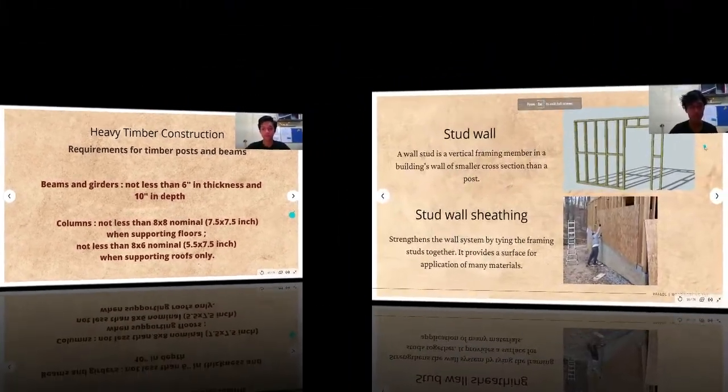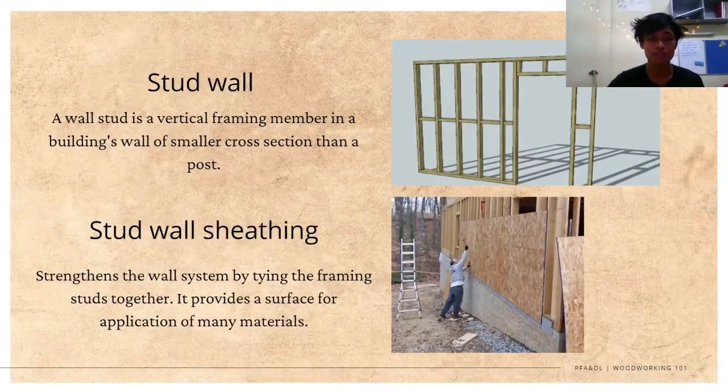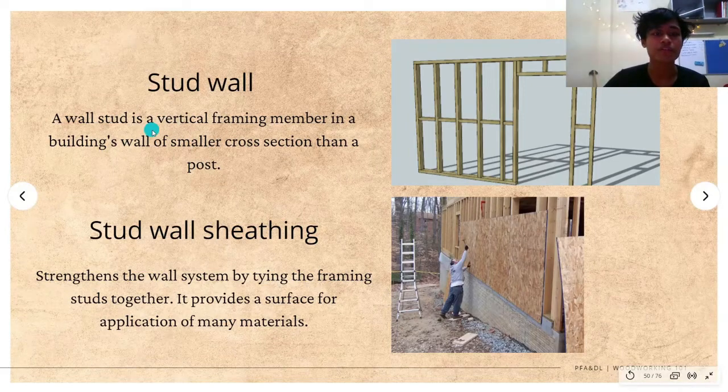Okay, for the next slide, we move to stud wall. So what is a stud wall? Actually, a stud wall is a vertical framing member in a building wall of smaller cross section than a post. It's like a post but smaller, and it looks like a frame.